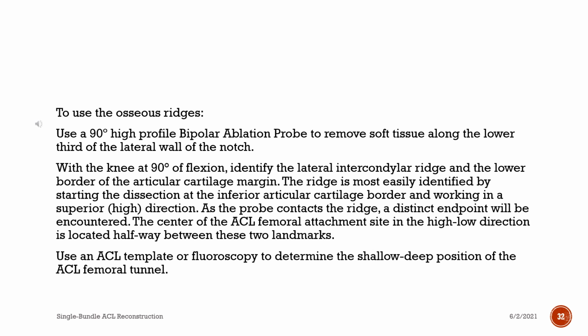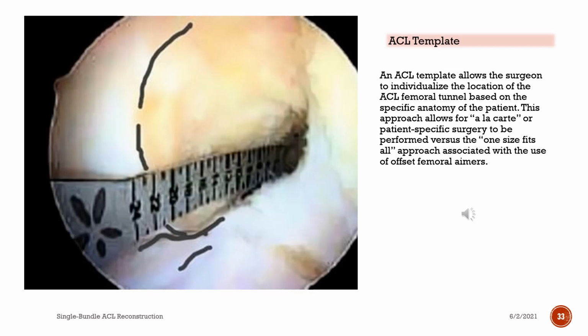The center of the ACL femoral attachment site in the high-low direction is located halfway between these two landmarks. Use an ACL template or fluoroscopy to determine the shallow-deep position of the ACL femoral tunnel. An ACL template allows the surgeon to individualize the location of the ACL femoral tunnel based on the specific anatomy of the patient. This approach allows for a la carte, or patient-specific, surgery to be performed versus the one-size-fits-all approach associated with the use of offset femoral reamers.